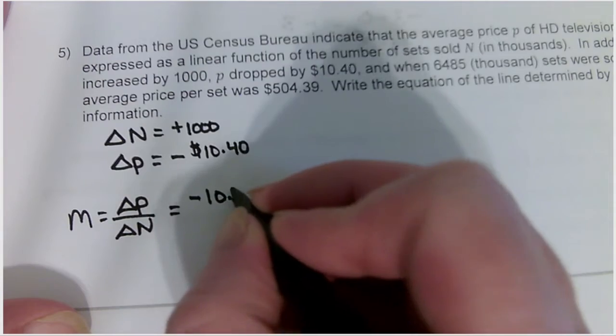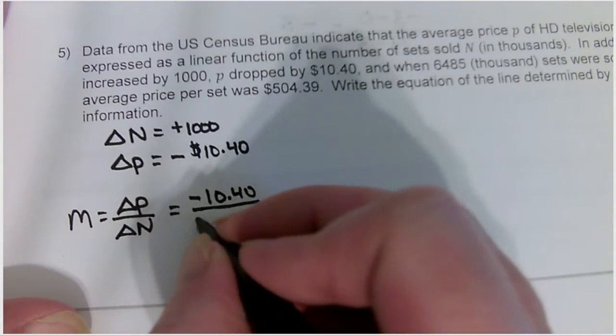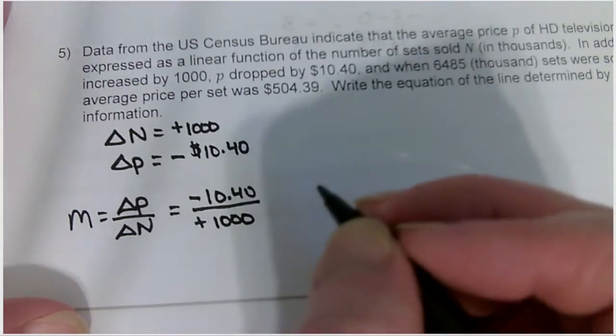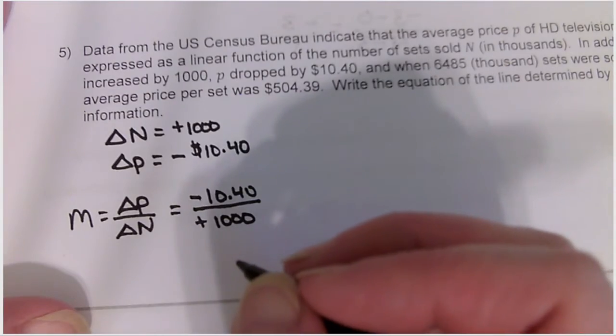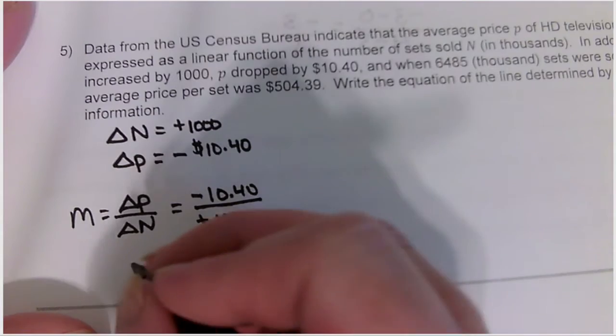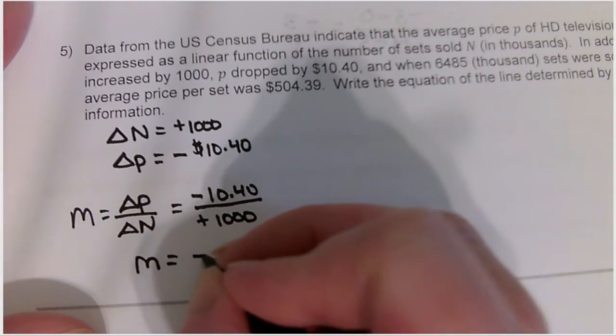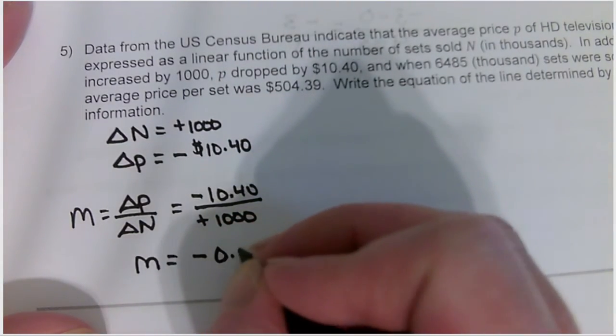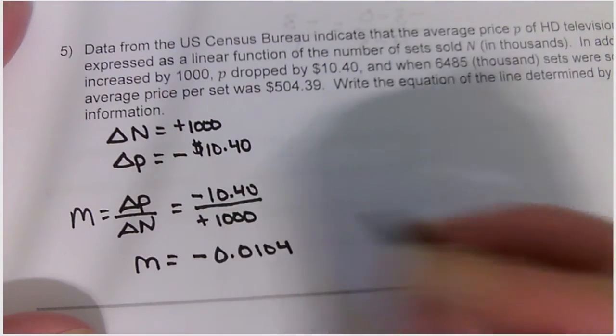Well, the slope would be the change in P over the change in N, which would be down 10.40 over up 1,000, which if I simplify that, my slope is negative 0.0104.